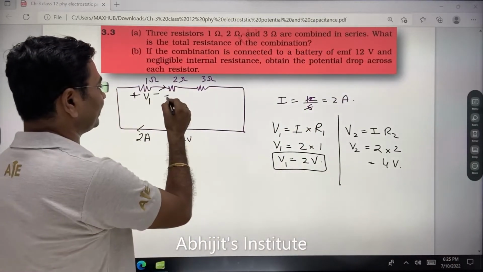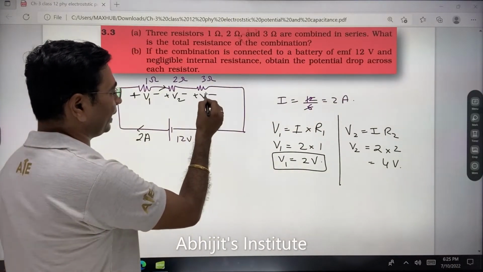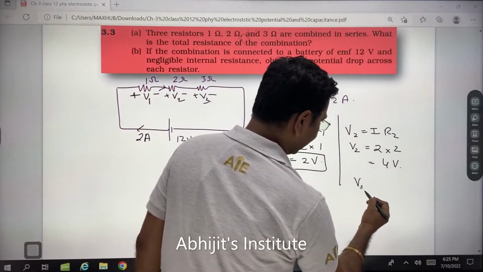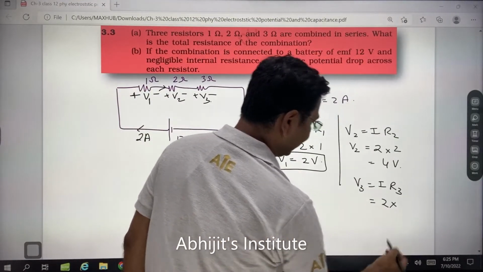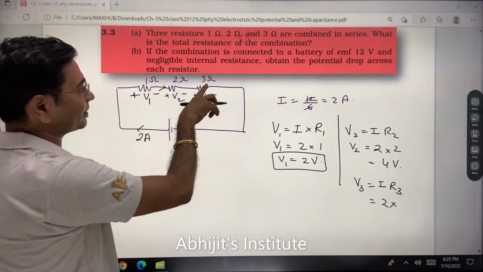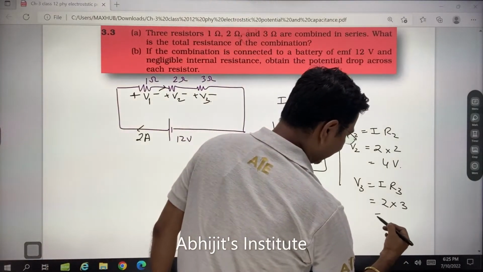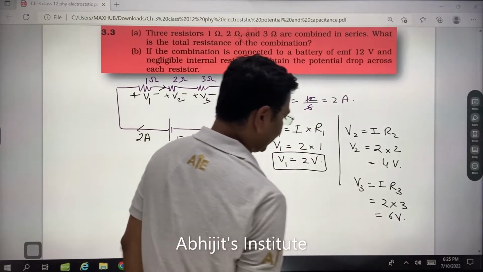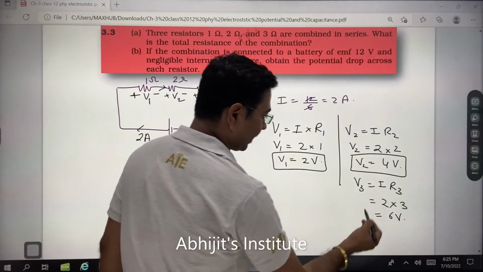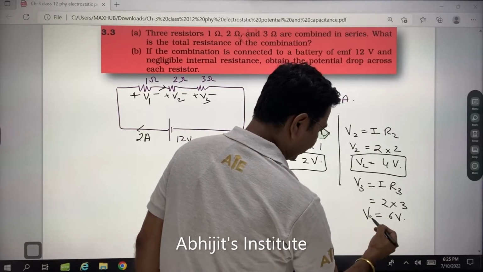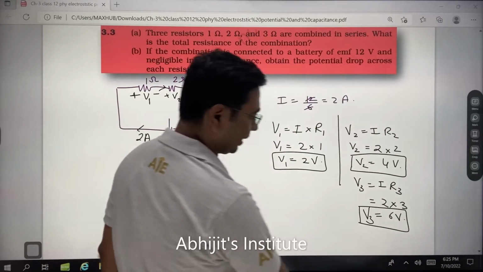And if you want to find your V3, V3 is once again I into R3, and 2 ampere is the current. What is the resistance? Now the resistance is 3, and that will give rise to 6 volt. So here we have my answer. For the first resistance you have got 2 volt, for the second resistance you have got 4 volt, and for the third one you are going to have 6 volts.